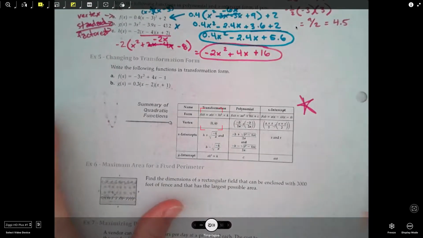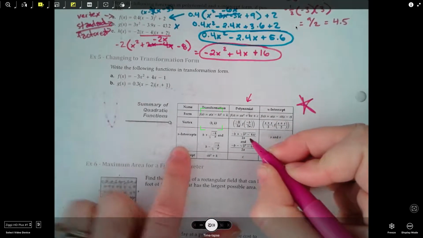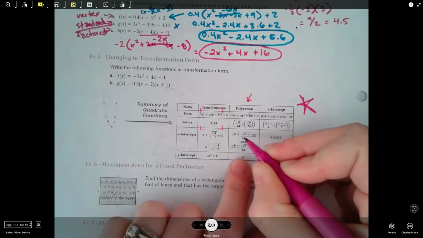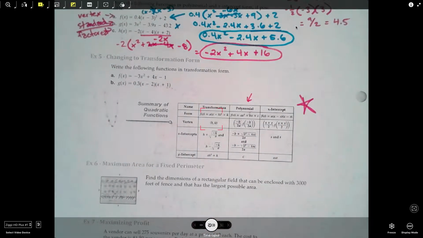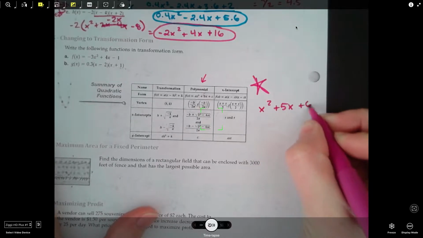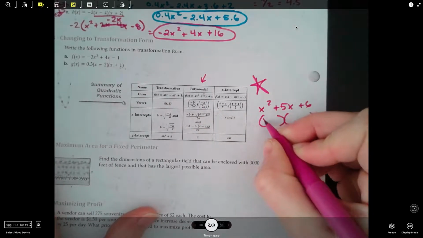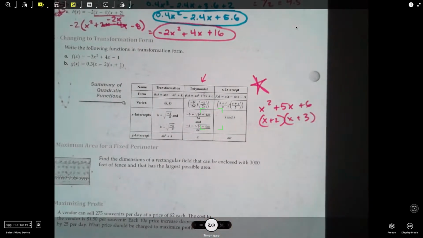Now, when you're finding the x-intercepts of something that is in polynomial form, they only give you negative b, they only give you the quadratic formula. But keep in mind that if you're in standard form and you can factor, that's easier, right? If you can factor something down and break it down into two separate pieces, that's easier. Like, for example, x squared plus 5x plus 6. You're going to break that down into (x plus 2)(x plus 3) rather than doing the quadratic. This is easier, okay?